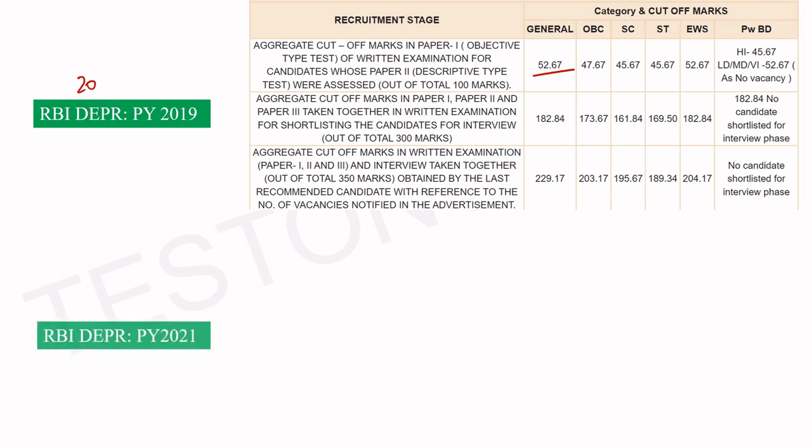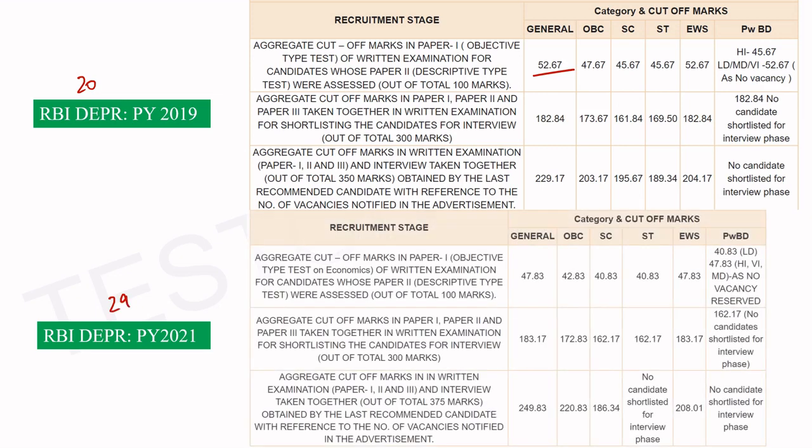In the next year, so in 2020, there was no exam, of course, because of COVID. In the 2021 panel year, there were 29 vacancies across all categories and the cutoff was 47.83. And what was the level of paper? It was purely mathematical. There was hardly any question based on factual nature. So no questions from Indian economy, primarily a mathematical paper. Now let's move to the next.